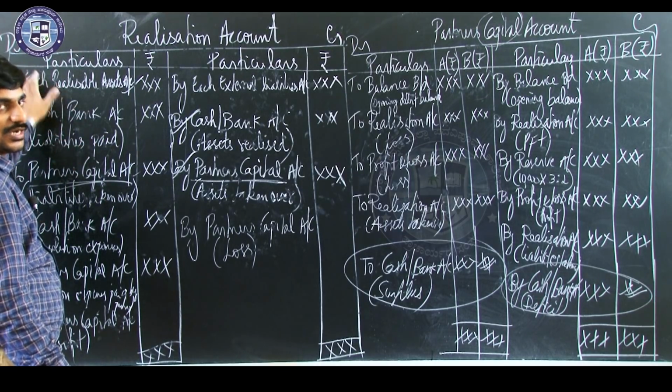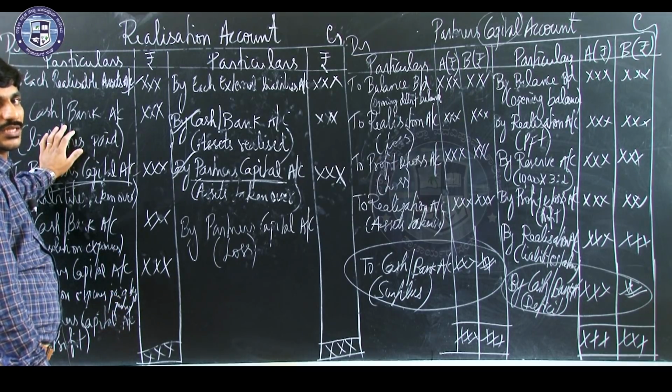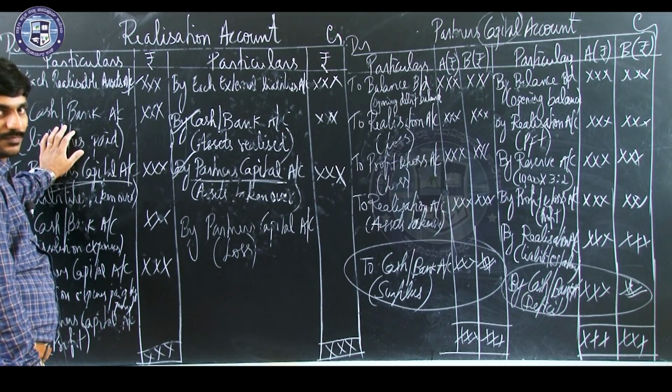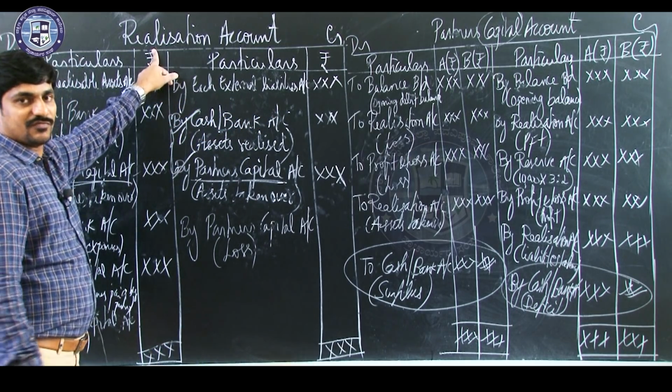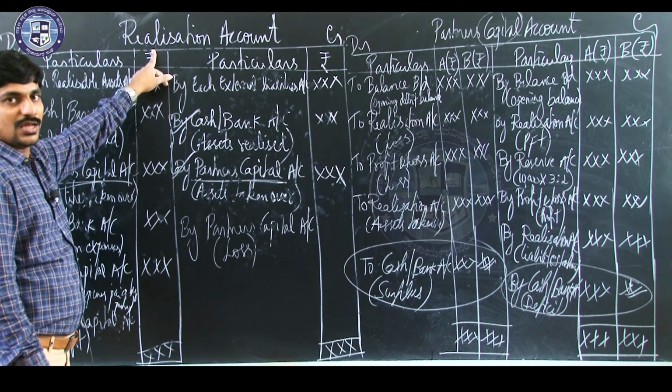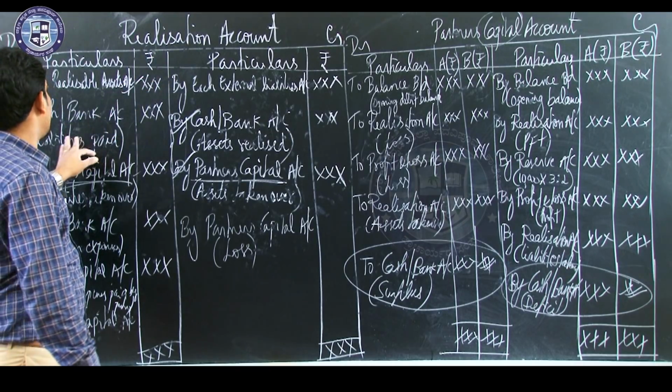Here you have written it on the debit side. When you transfer to the cash or bank account, where will it go? Opposite side, that means credit side. You have to write by realization. From which account are you transferring? Realization account. So, you have to write by realization account, that is liabilities paid.